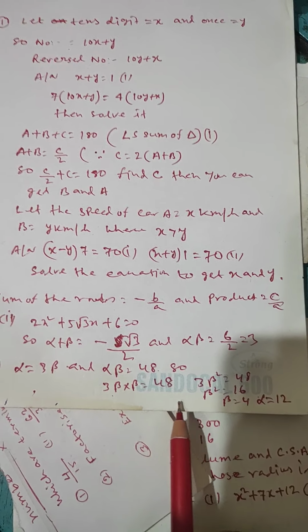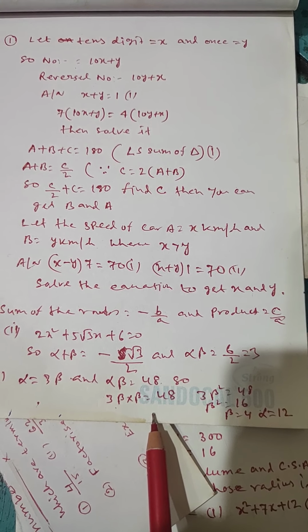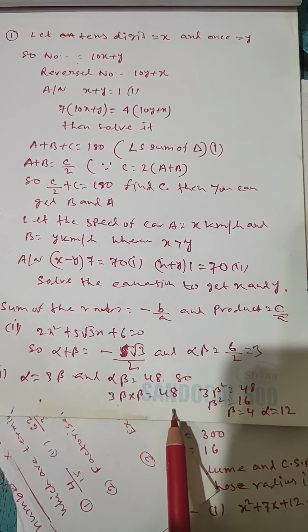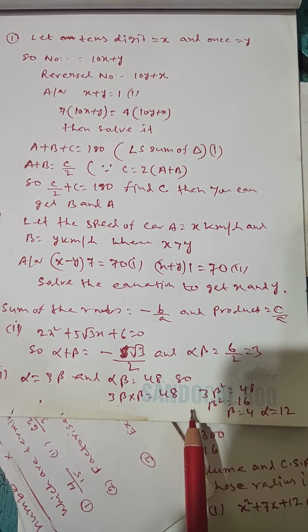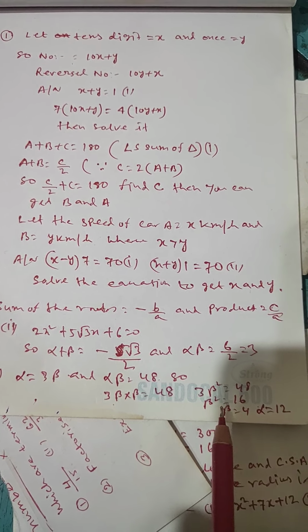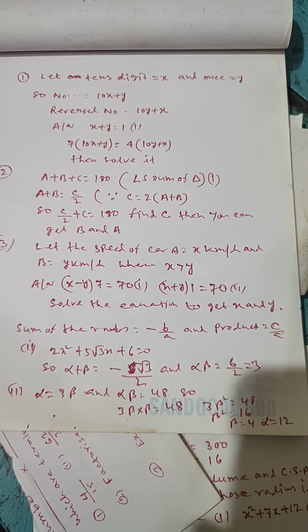Now you form the equation. As you know, the equation is x square minus (alpha plus beta) into x plus alpha beta is equal to 0. I hope now you have understood the sum.